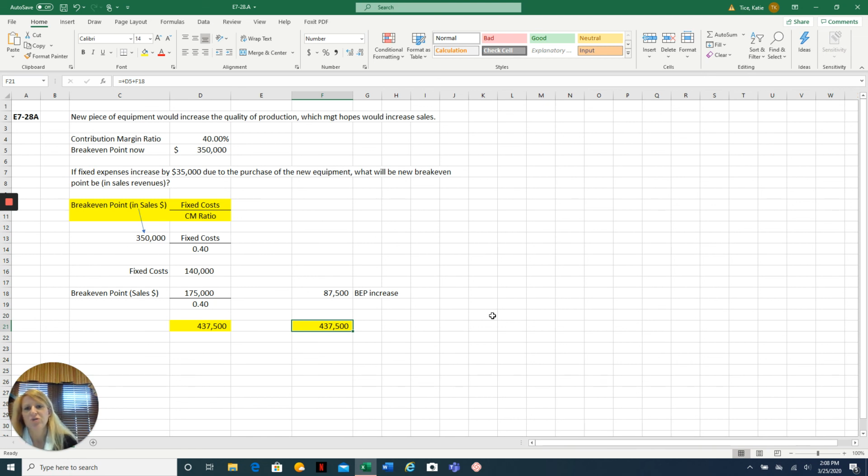So just to review, my main point of wanting to work this problem is because often the problems give you this information, the break-even point and the contribution margin ratio, and actually you need that information to solve for the fixed cost.